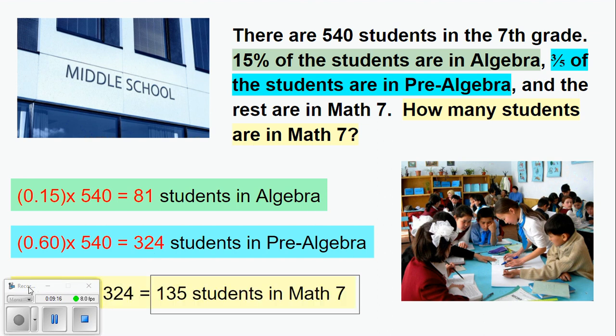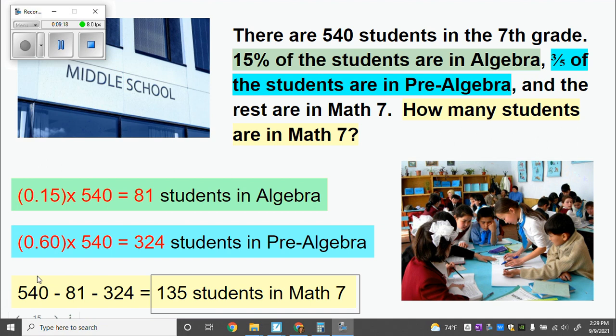And in fact, here's what we've done. So I start with the 540. I get rid of the 81 kids who are in algebra. I take away the 324 kids who are in pre-algebra. And that would be the chunk that's left over, the 135 who are in Math 7.